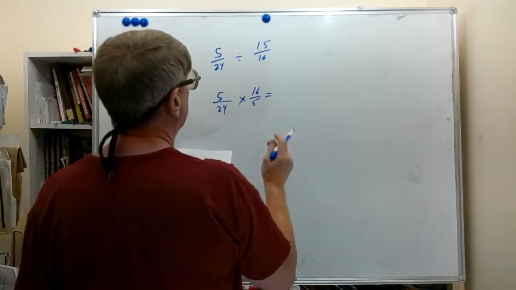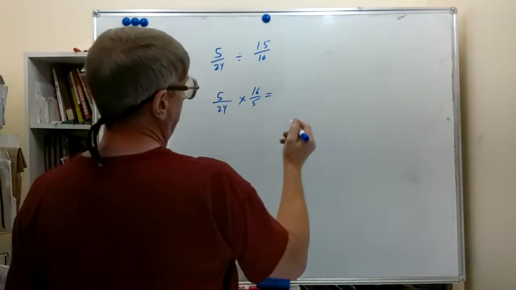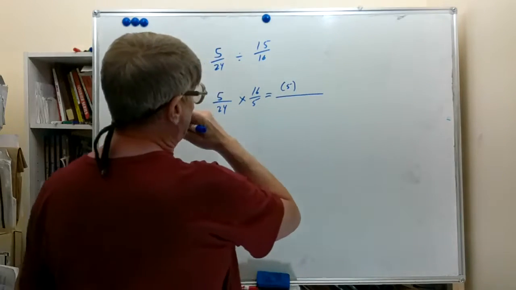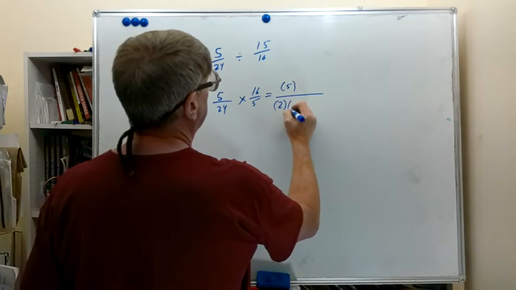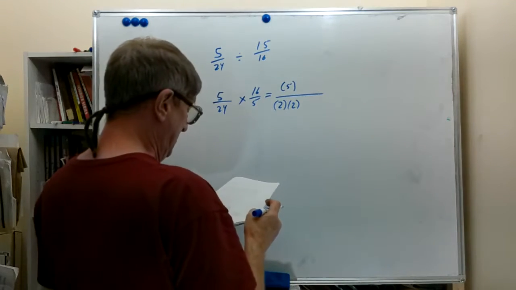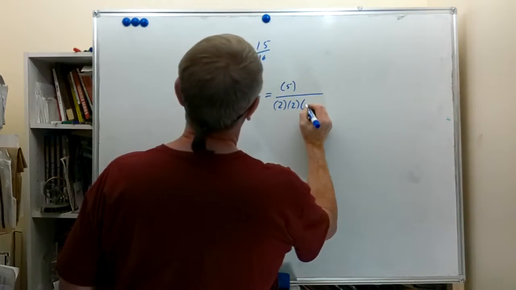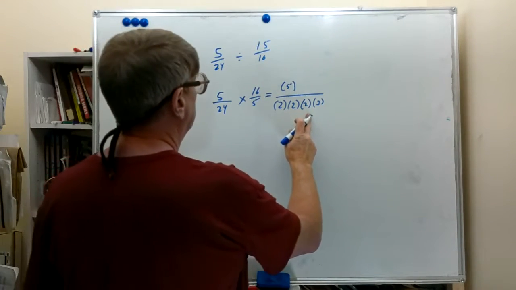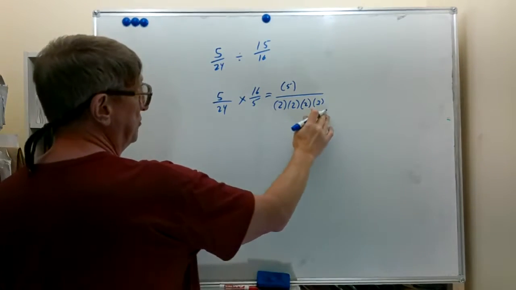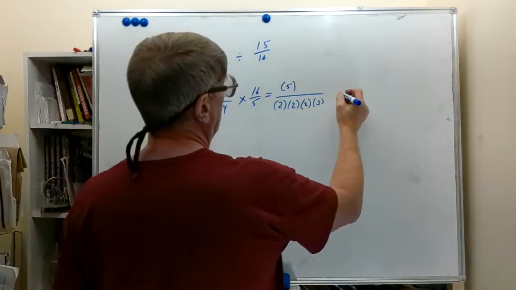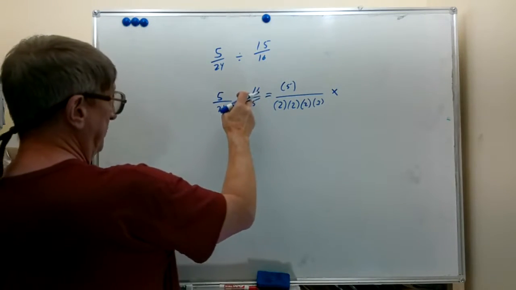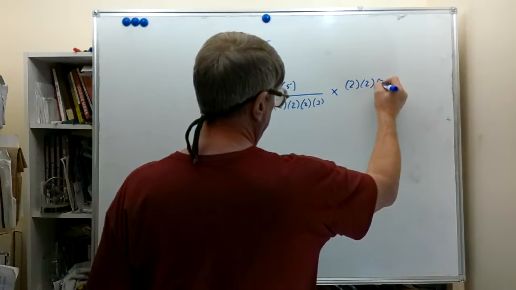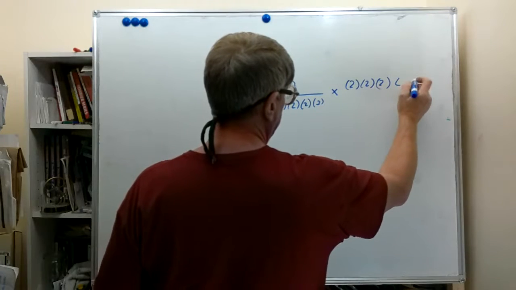We like to get to lowest terms to make things simpler. Well, 5 can't be factored. 5's prime, it's only divisible by 1 and itself. 24, what do we got? 2 times 2 times 2 times 3. 2 times 2 is 4, times 2 is 8, times 3 is 24. Yes. 16 is 2 times 2 times 2 times 2. A lot of 2's in this problem, huh?